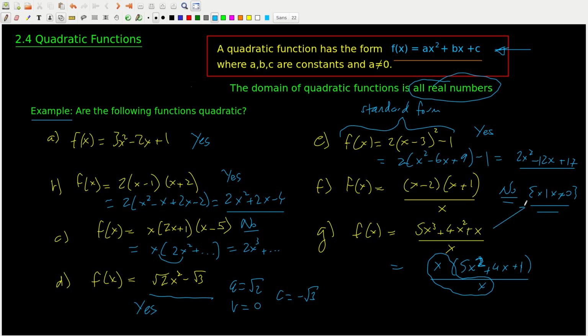Well, it has the same domain as the last one. The domain is all real numbers except 0. So it doesn't have the same domain as a quadratic, so it can't be a quadratic. So hopefully that gives you an idea of the kind of functions that are quadratic functions.